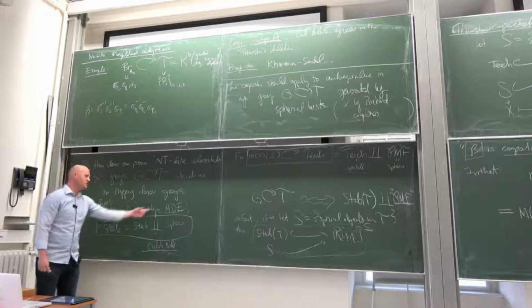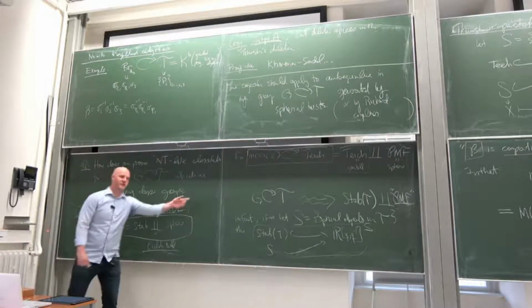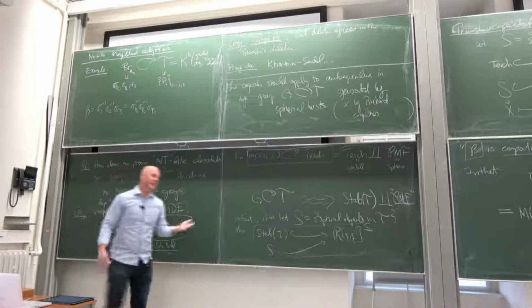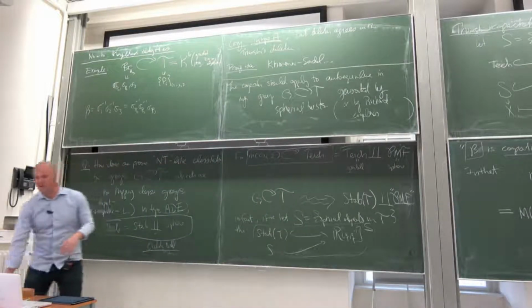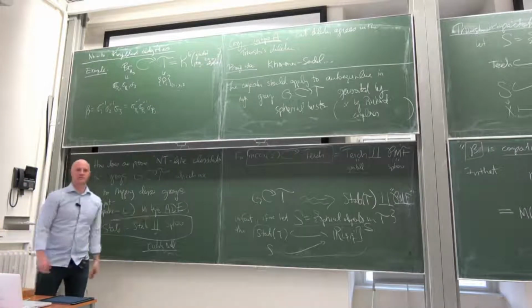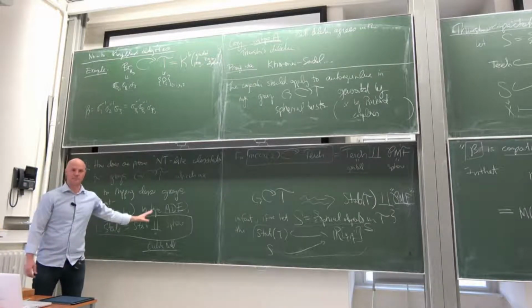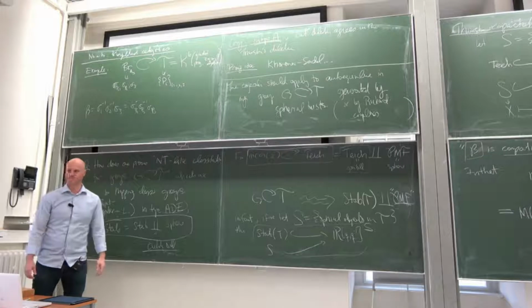And I have absolutely no idea what happens outside of ADE. This compactification makes sense, this space makes sense in great generality, but I don't at the moment know how to prove anything about it, except in the simplest non-trivial examples. Okay, I'll stop there.